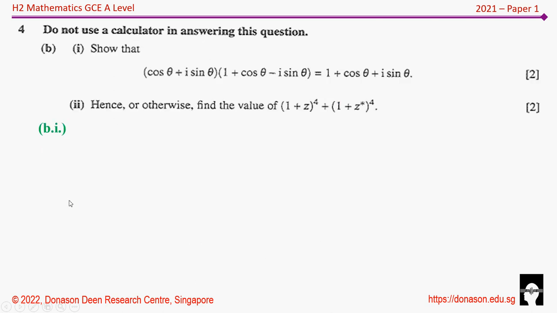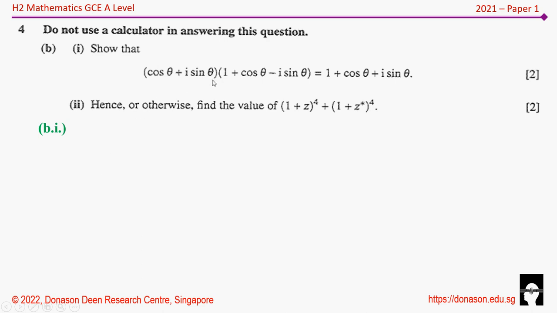Let's now look at part 2. Part 2 says, show that (cos theta plus i sin theta) times (1 plus cos theta minus i sin theta) is equal to 1 plus cos theta plus i sin theta. So let us look at how to convert this into exponential form and then prove it.